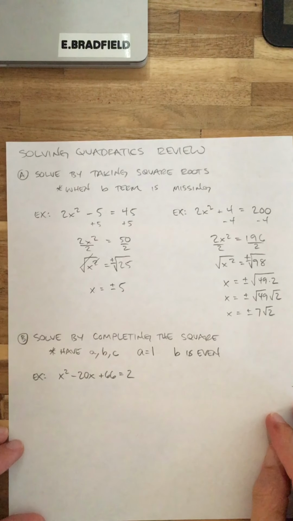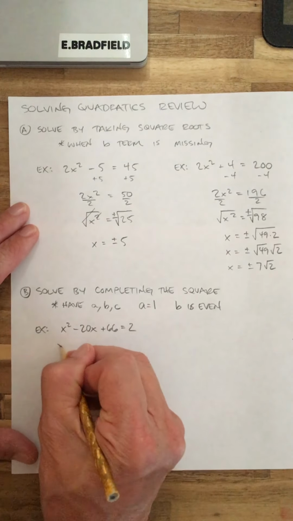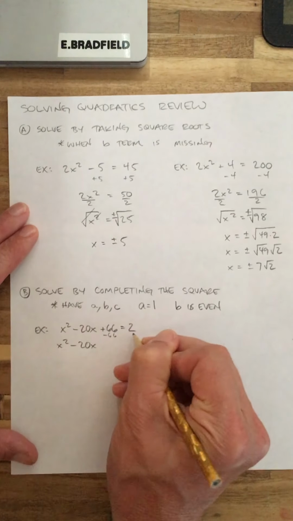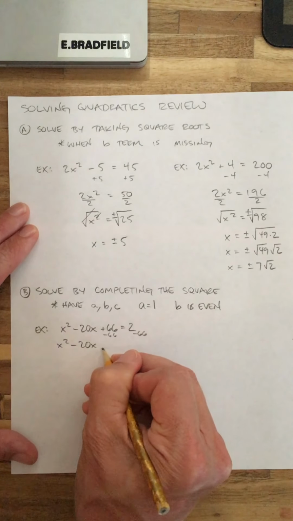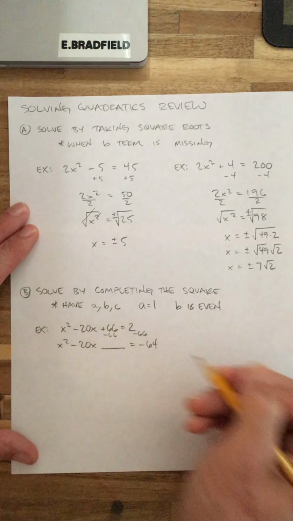All right, what was that first step? That's right, move that 66 over to the other side. So you get x squared minus 20x. Remember, we're subtracting 66 on both sides. Leave a little blank there. Equals 2 take away 66 is negative 64.